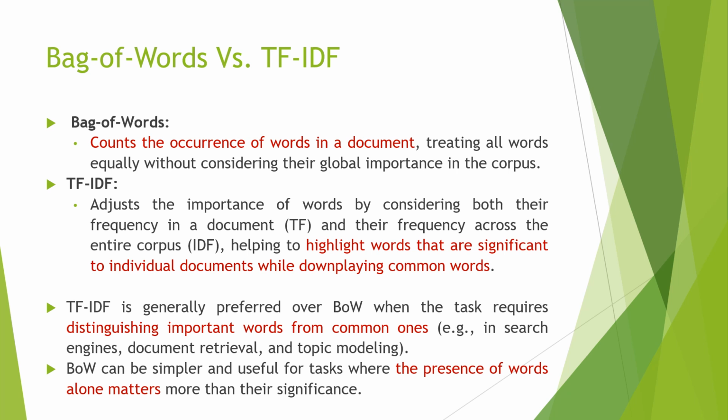So for a task where you want to distinguish important words from common ones, we'll go for the TF-IDF method. It is very useful in search engines, document retrieval, and topic modeling. Whereas if you want to perform simple tasks like document classification or document similarity checking, then you will go for checking whether a term appears in the document or not, that is, checking the presence of words in the document. In that case, we will go for the BoW or bag of words method.